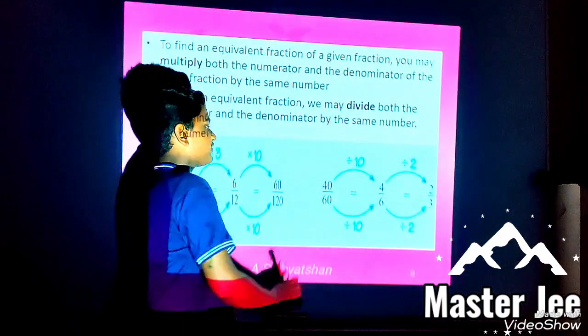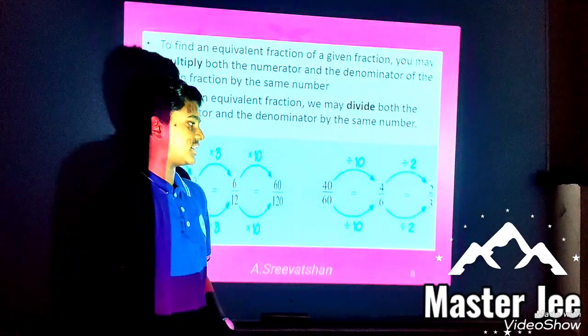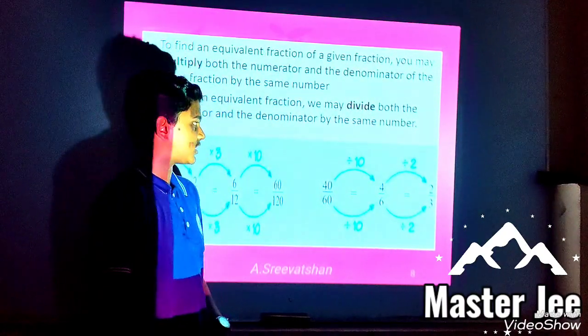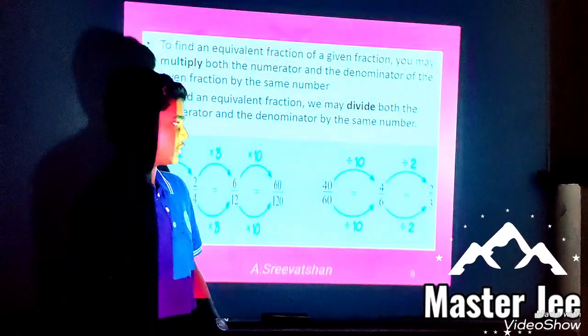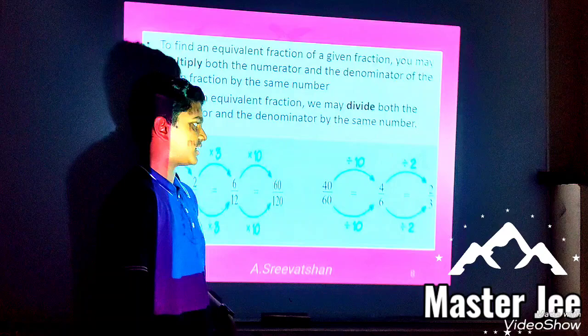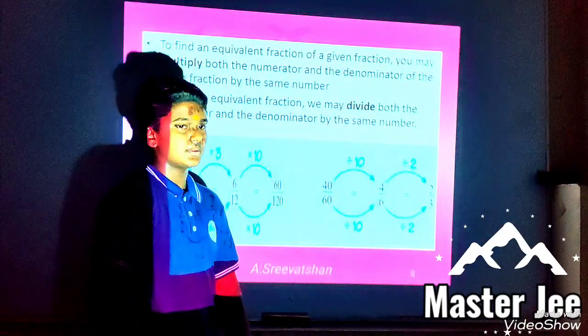To find an equivalent fraction, we can also divide both the numerator and denominator by the same number. This is an example of division. 40/60. When we divide both the numerator and denominator by 10, it gives you 4/6. When we divide both by 2, it gives you 2/3.